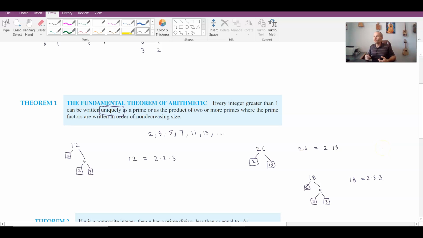So this fundamental theorem of arithmetic is incredibly valuable because it essentially tells us that every number can be uniquely decomposed into a product of prime numbers.